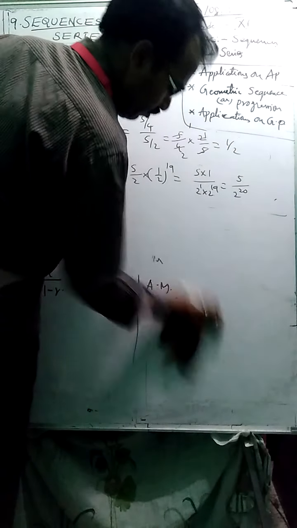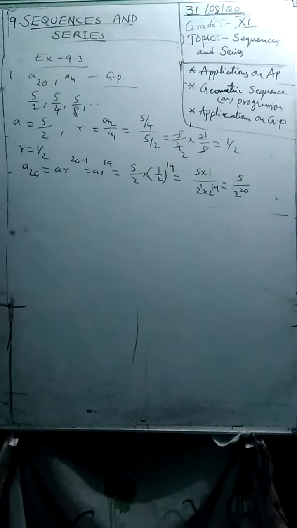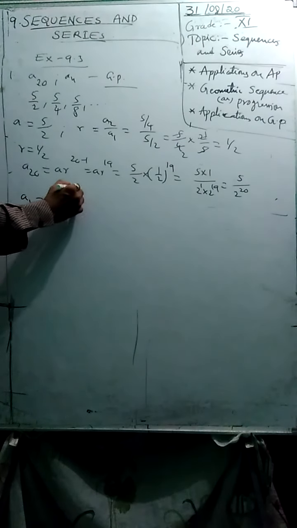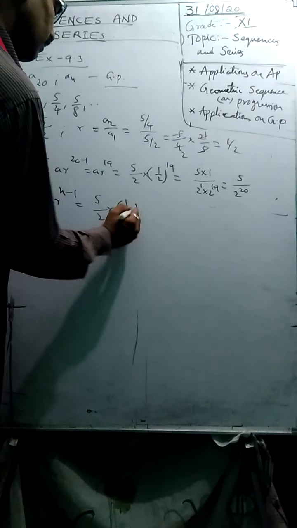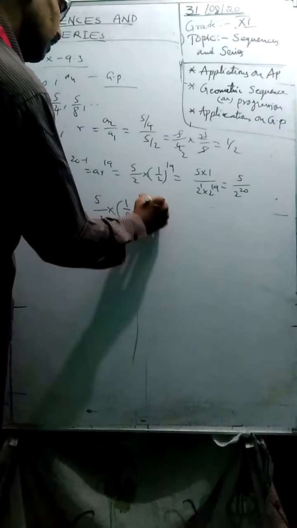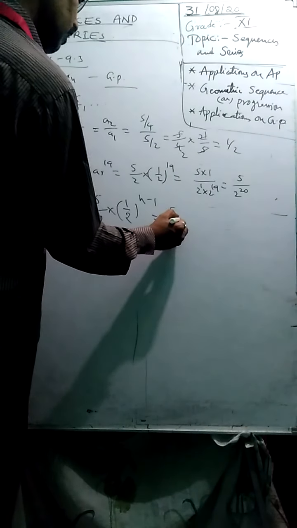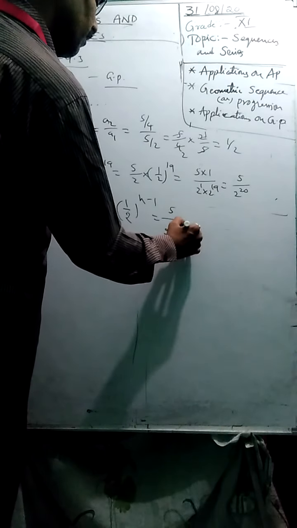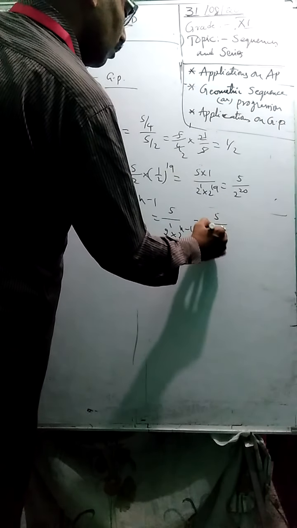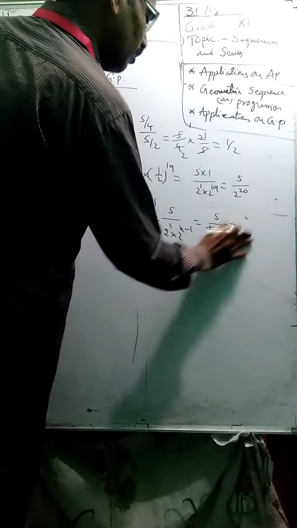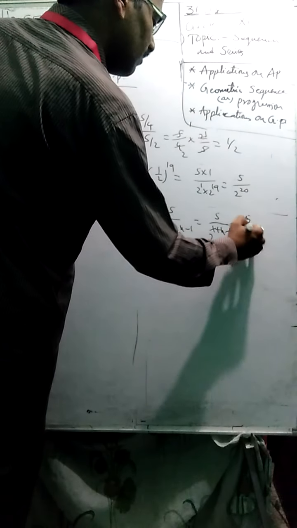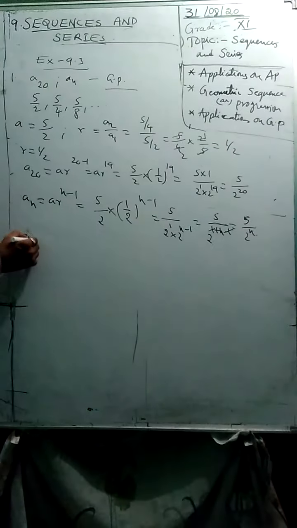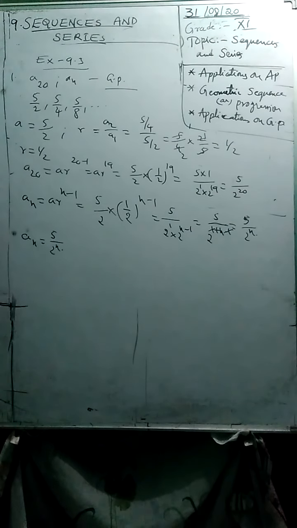So let us continue to find An, and we will do one more problem on that. An, according to the formula, is A R power n minus 1. A we already know is 5 by 2, times 1 by 2 whole power n minus 1. 1 whatever power is 1 only, so 5 by 2 power 1, 2 power n minus 1. Here 1 plus n minus 1, the plus 1 and minus 1 cancel, so 2 power n. So An is defined as 5 by 2 power n. In this manner, we will solve the problems in geometric progression, students.